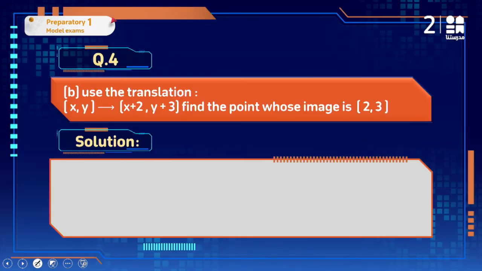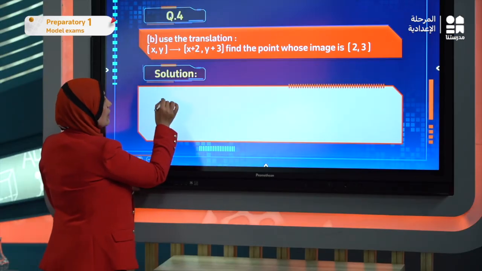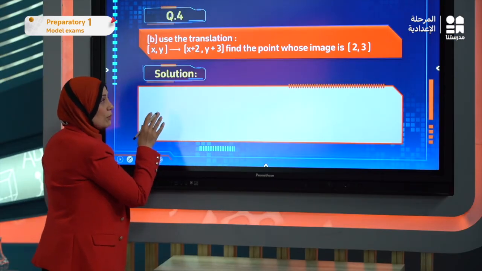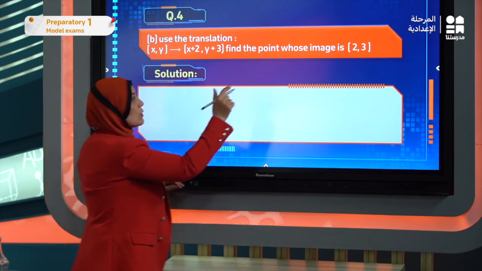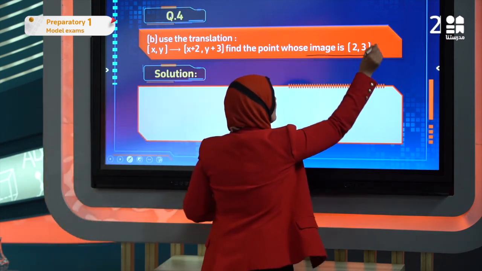Number 4, use the translation (x, y) goes to (x plus 2, y plus 3). Find the point whose image is (2, 3). How can we find it? First, which one is given, the original point or the image? Whose image is (2, 3)?